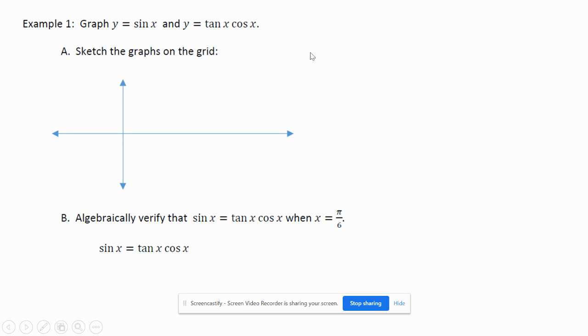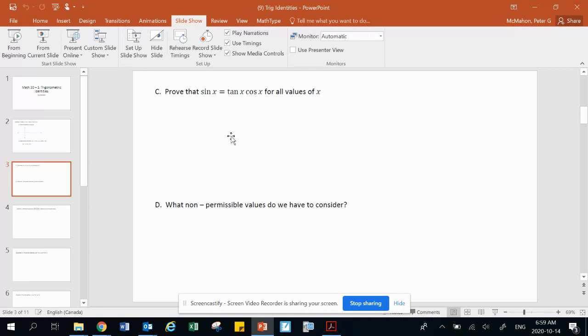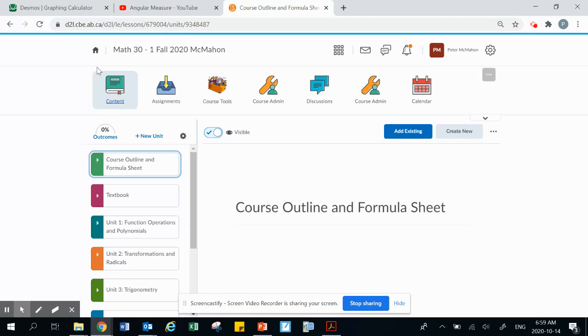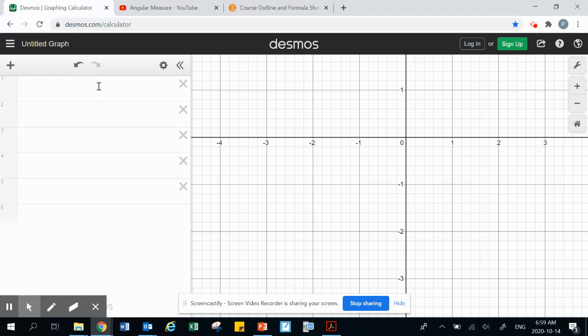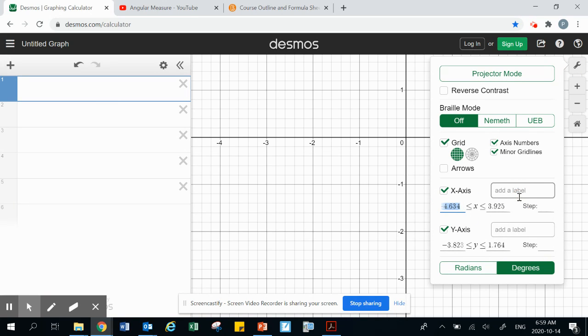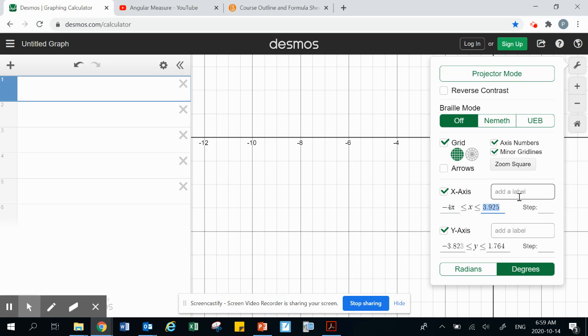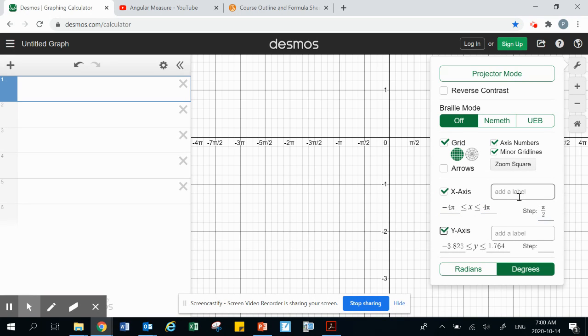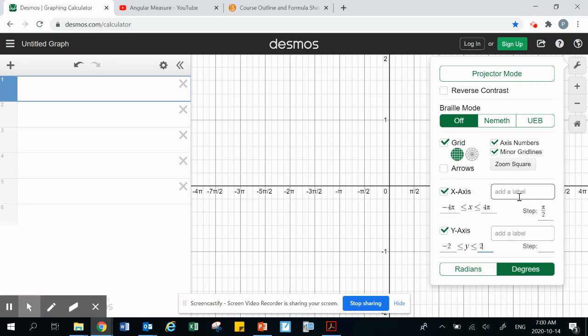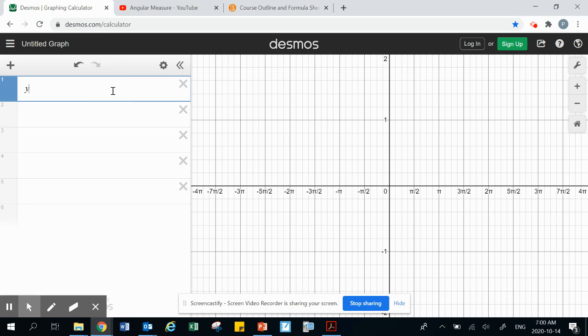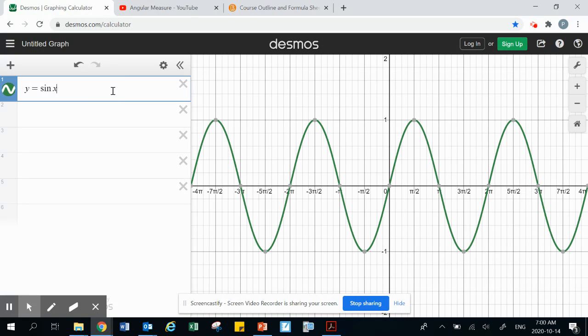So for example 1 here, with a graph y equals sine x and y equals tan x times cos x. Great. When I'm going to graph, I'm just going to adjust my window settings here, and I'm going to say from negative 4 pi to 4 pi, let's get pi over 2, and I'm just going to go from, say, negative 2 to positive 2 here. Make sure that we're in radians for this question here. I'm going to go ahead and graph y equals sine x, okay?